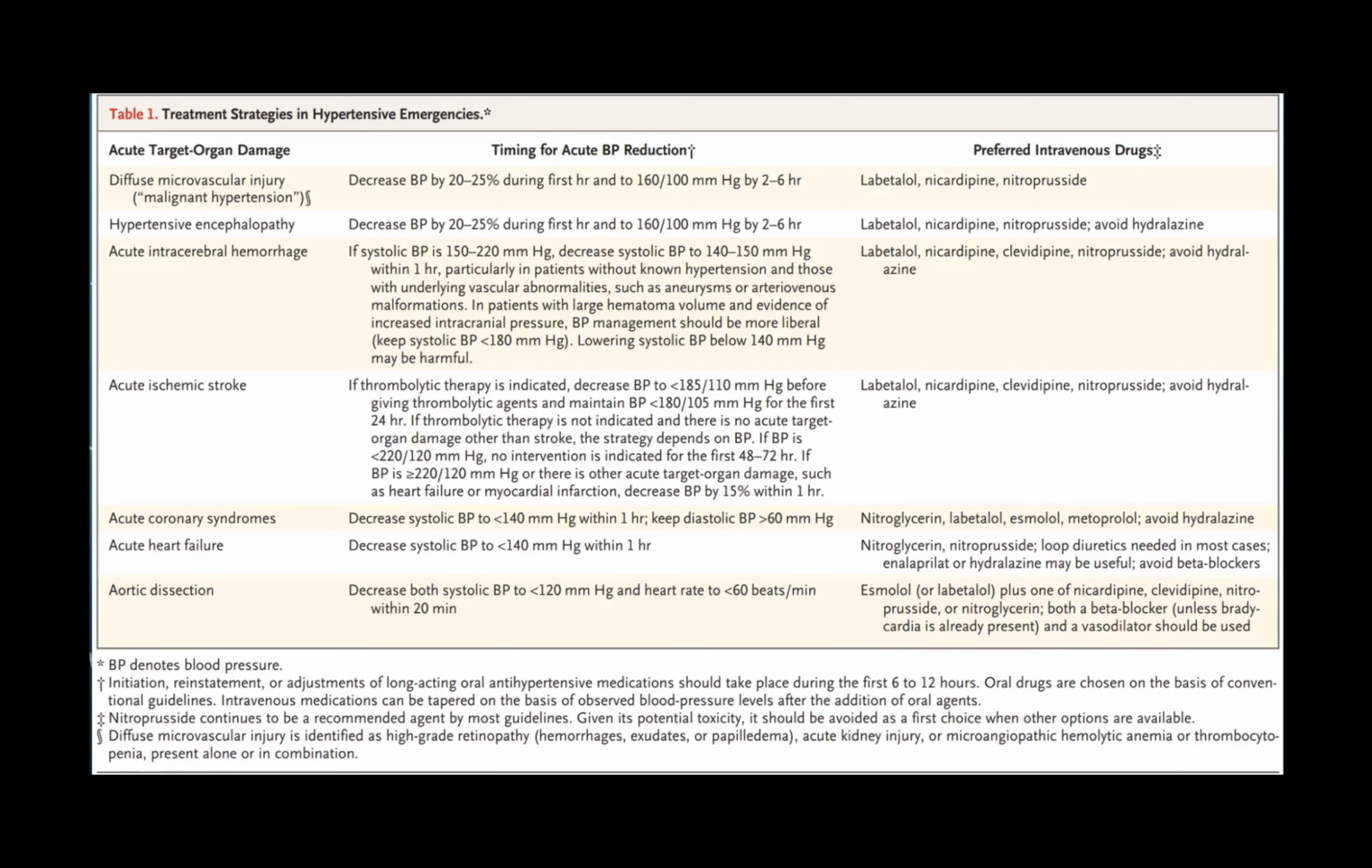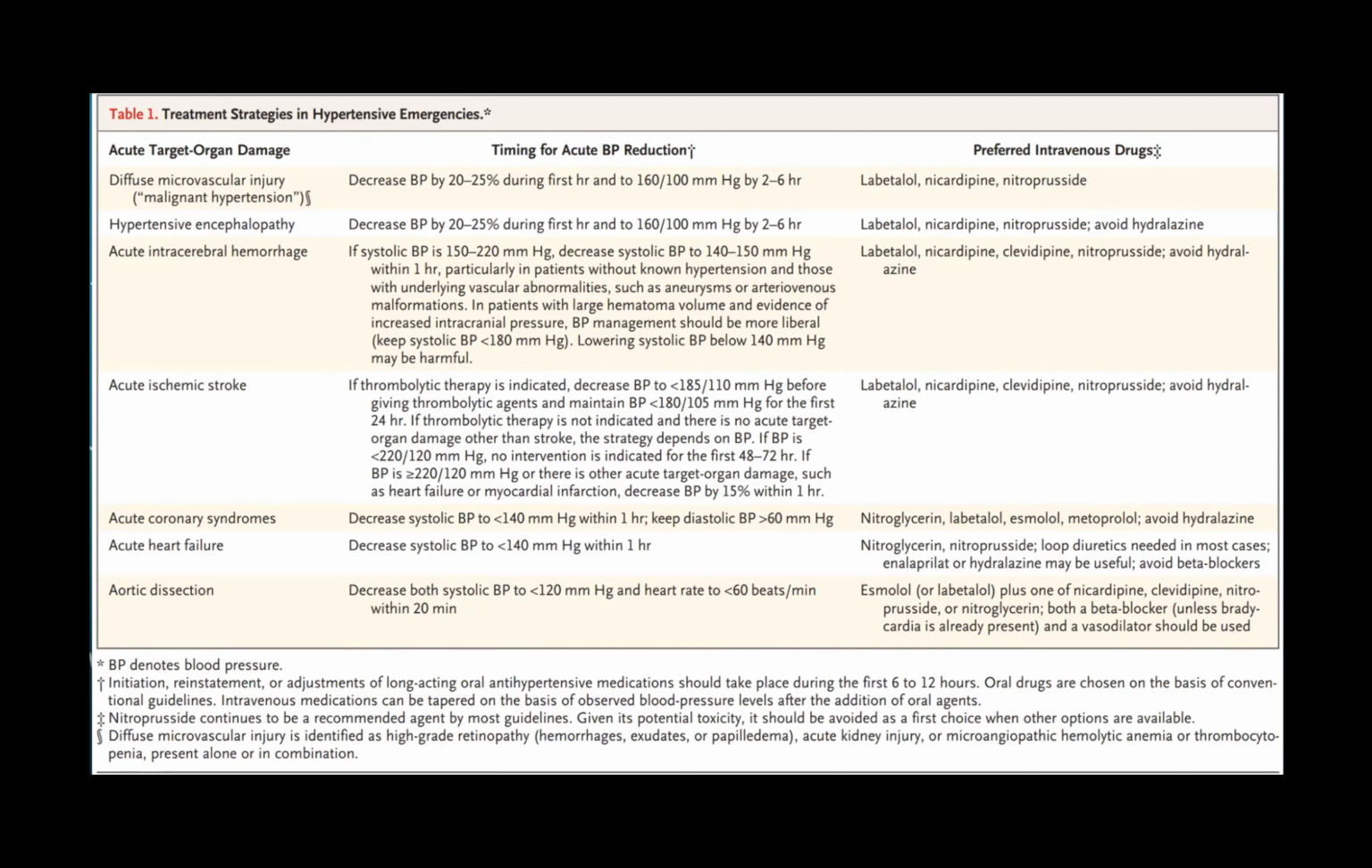In terms of acute ischemic stroke, again, the goal for blood pressure reduction depends on what your intervention for the stroke is. So if you are going to proceed with thrombolytic therapy, you want to decrease your blood pressure below 185/110 before you administer that thrombolytic agent. And then you want to maintain your blood pressure at a certain goal in the first 24 hours. So if there is no thrombolytic therapy indicated, there's no acute target end organ damage other than stroke, then your blood pressure goal, again, is a little more conservative. You don't need to drop it that fast.